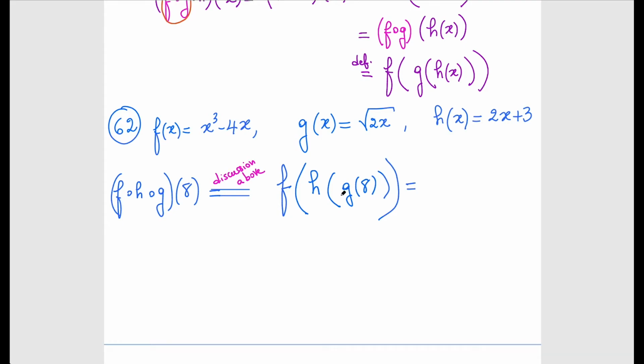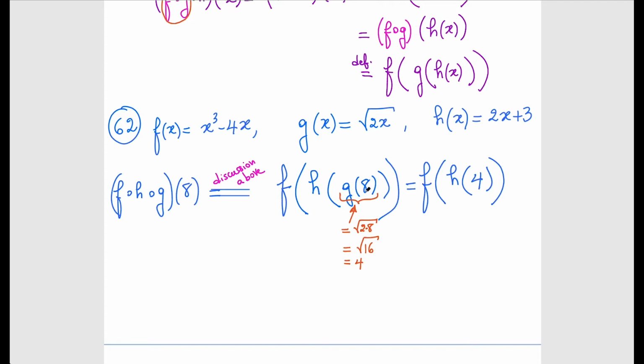How about finding g of 8? What's g of 8? Well, g of anything is the square root of twice the thing. This thing happens to be 8, so we get twice 8, right? Twice 8 is 16, and the square root of 16 is 4. So f is still waiting. H now is going to operate on this result, which is 4.